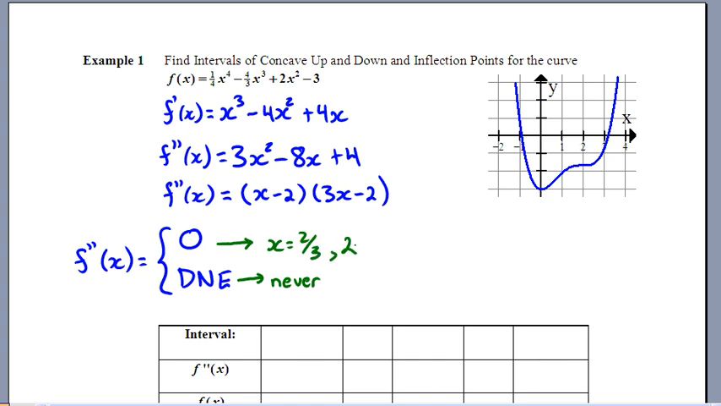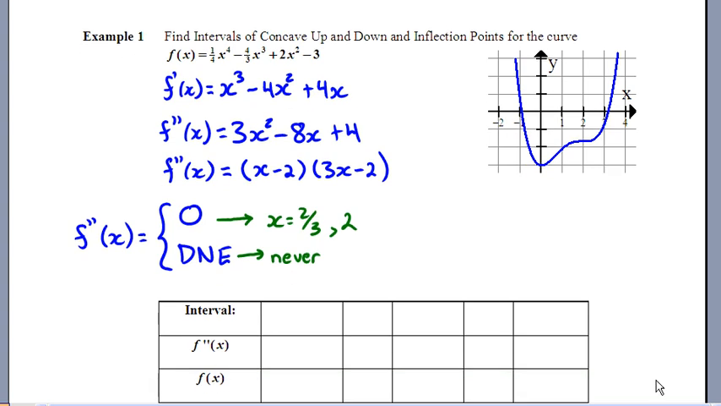Now, I don't know for certain whether or not those are going to be inflection points. Not yet. So these are just maybe inflection points. Let's really emphasize that here. I'm just going to put in here, these are only possibly IPs.